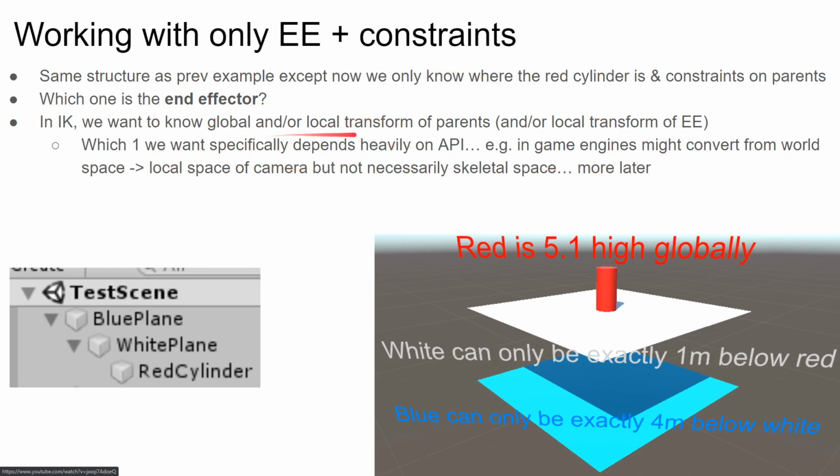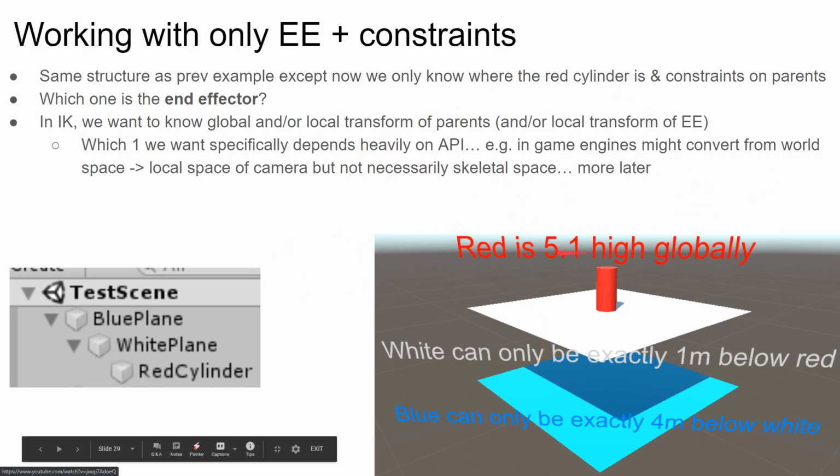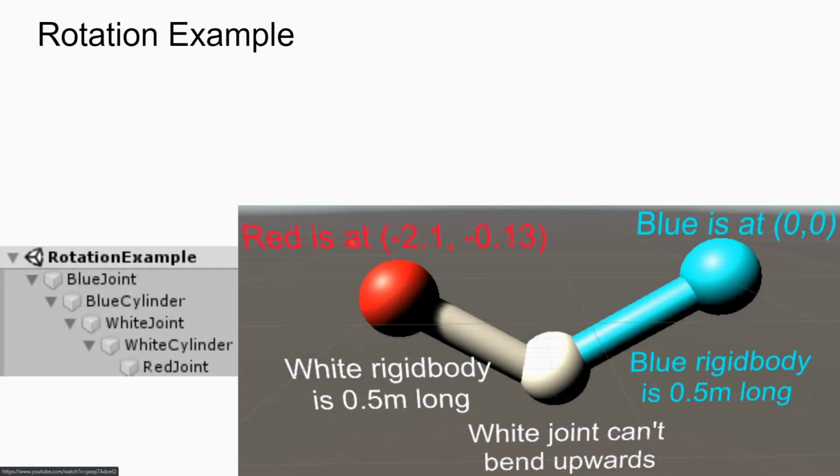And which of these things do we want? Do we want global or local transform? Do we want the local transform of the end effector? Like, do we want to know where it is relative to white? This all depends on your use case and the game engine's API. And are you doing animation or not animation? Are you doing robotics? It really does depend on what you're trying to do.